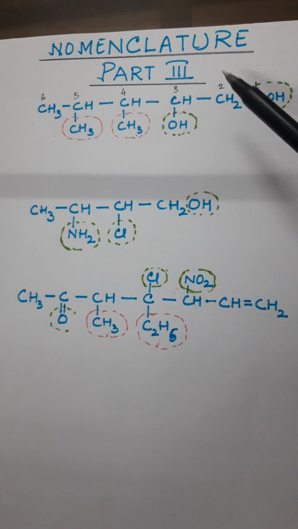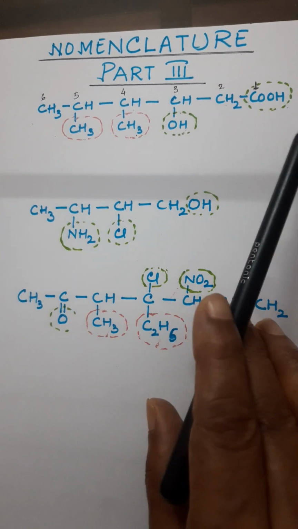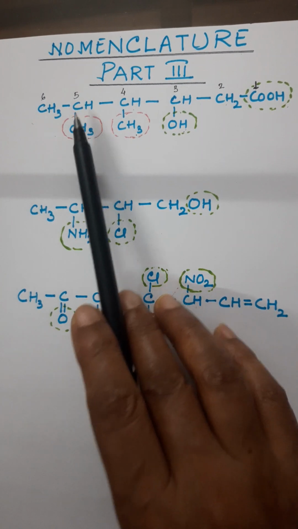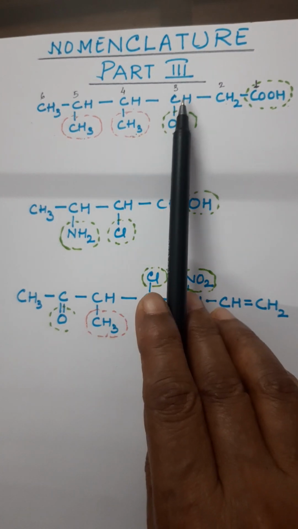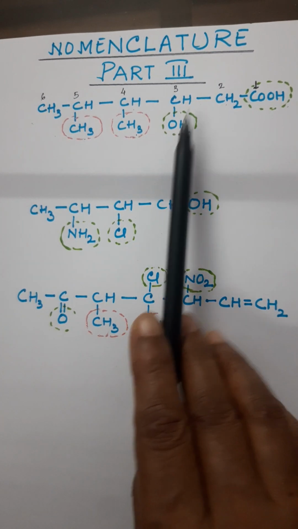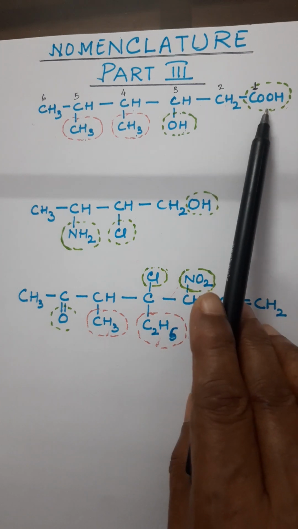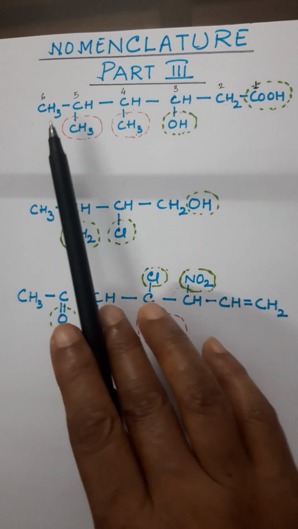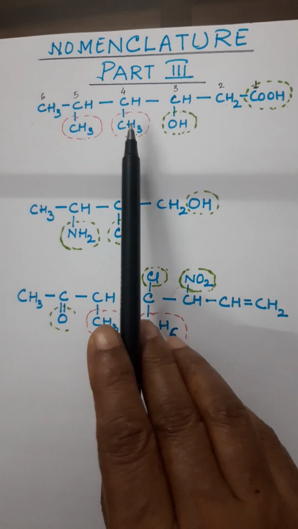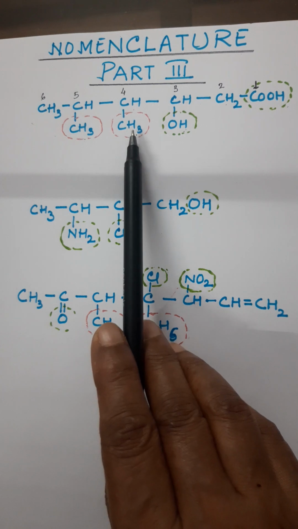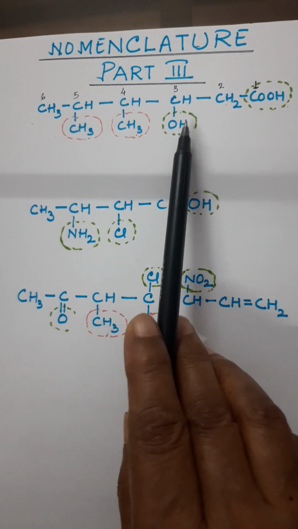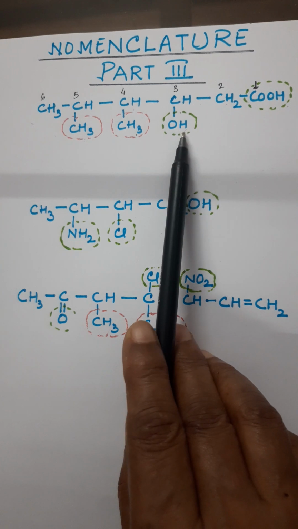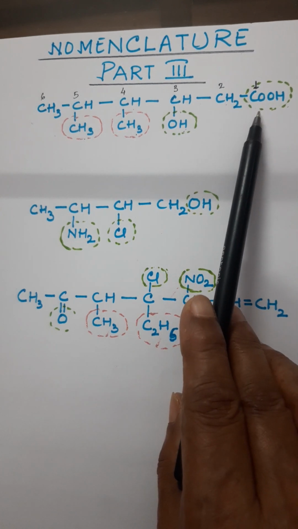So here we have a structure: CH3CH with CH3 below, then CH with a CH3 below, then CH with an OH below, and then CH2 and finally COOH. In this structure, you can see that there are two alkyl groups, CH3 and CH3, at these two positions. Then an OH in this position and a COOH in this.